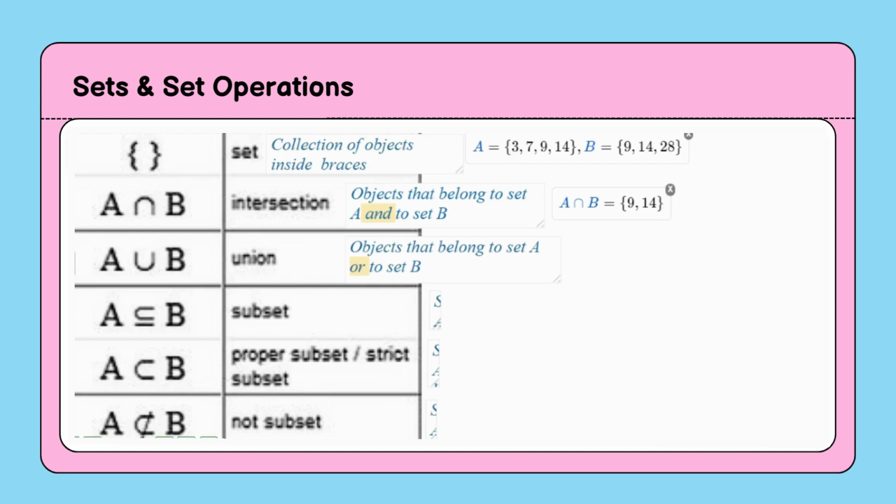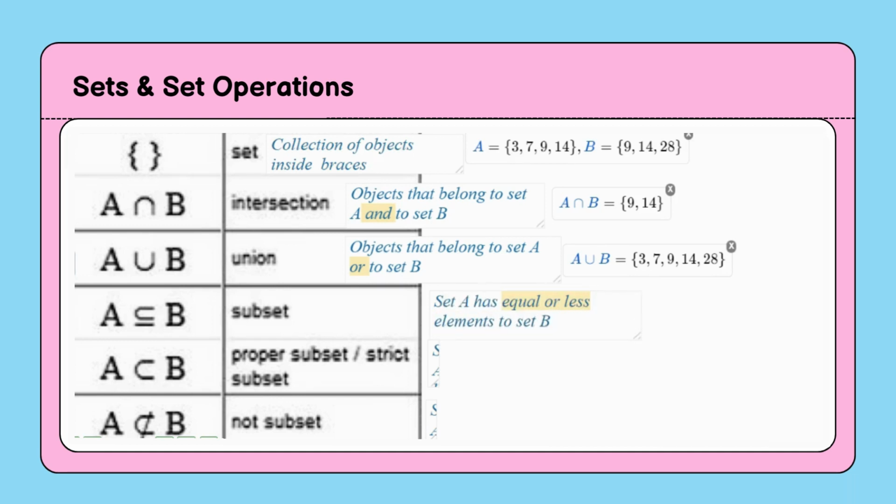Union are objects that belong to set A or to set B. Again, or here is important. It could belong to any of them, A or B, but the intersection is just anything that belongs to both of them. The union, you can see the example right here as well.